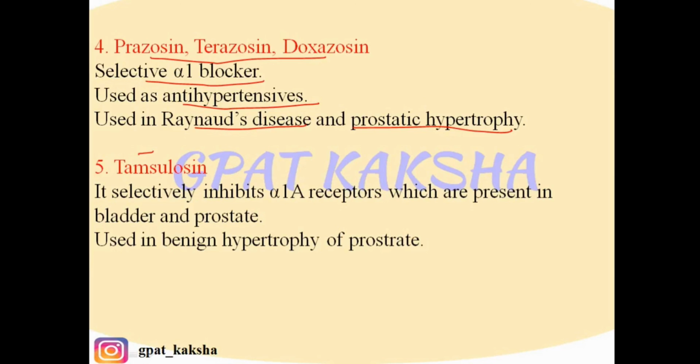The fifth category of drug is Tamsulosin. It selectively inhibits alpha-1A receptors which are present in bladder and prostate. Means alpha-1A receptors are selectively or predominantly present in bladder and prostate, whereas alpha-1B receptors are present on blood vessels. So Tamsulosin is selectively used in treatment of benign hypertrophy of prostate, which we have already learnt.